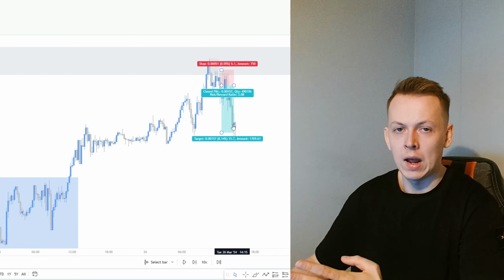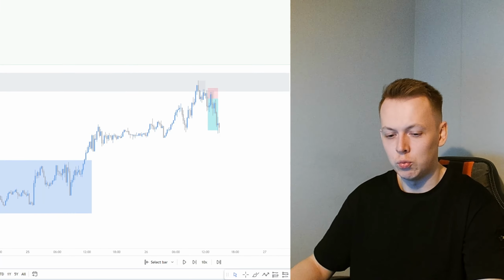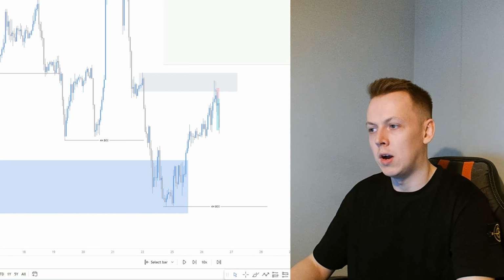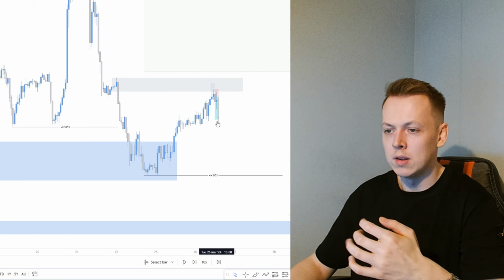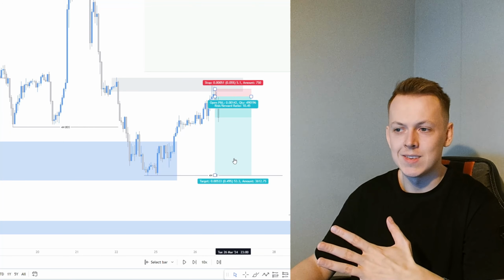Now, you know, you could get out there. You could, of course, hold that for a little bit more. It's completely up to you. But of course, if we go back up to a higher time frame now, we can see that the overall idea would be that price is going to trade back down to the low for a nice 10R.